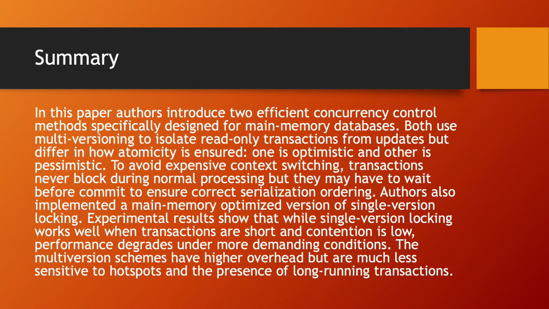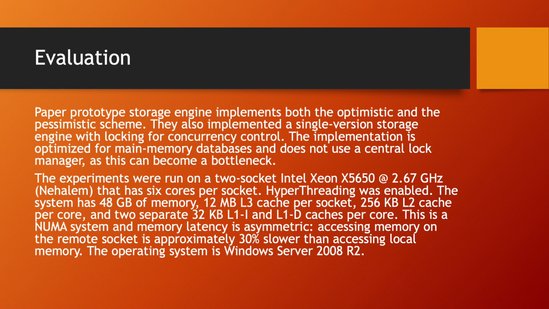To avoid expensive context switching, transactions never block during normal processing, but they may have to wait before commit to ensure correct serialization ordering. The authors also implemented a main memory optimized version of single version locking. Experimental results show that while single version locking works well when transactions are short and contention is low, performance degrades under more demanding conditions. The multi-version schemes have higher overhead but are much less sensitive to hotspots and the presence of long-running transactions. Now let's look at the evaluation.